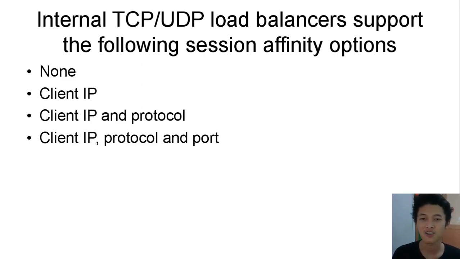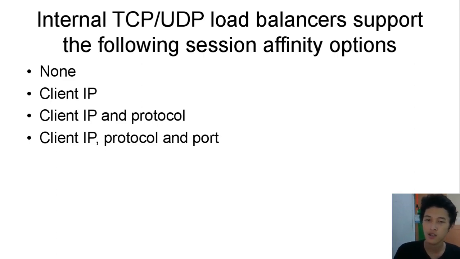The first one is none. This is the default setting, which basically tracks nothing. It's basically the same as client IP, protocol and port. The next is client IP. It will direct a particular client request to the same backend VM based on a hash created from the client IP address and the load balancer IP address.